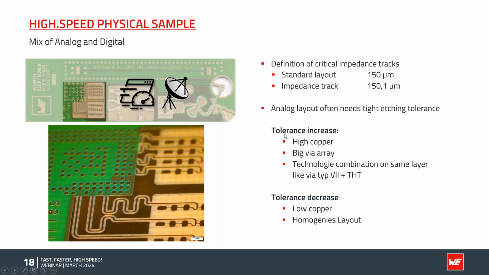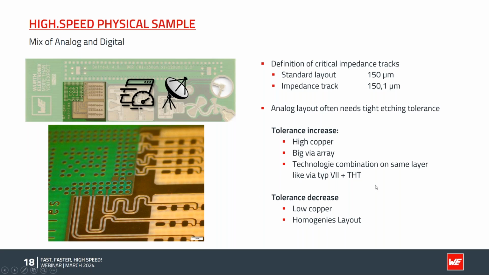The effect on the tolerance: the higher the copper is, the more tolerance you have. If you have a big via array, so a VGA with a lot of through holes, and you run a track through this area, due to the different flooding in our chemistry process, the etching parameters are different and the size will change.